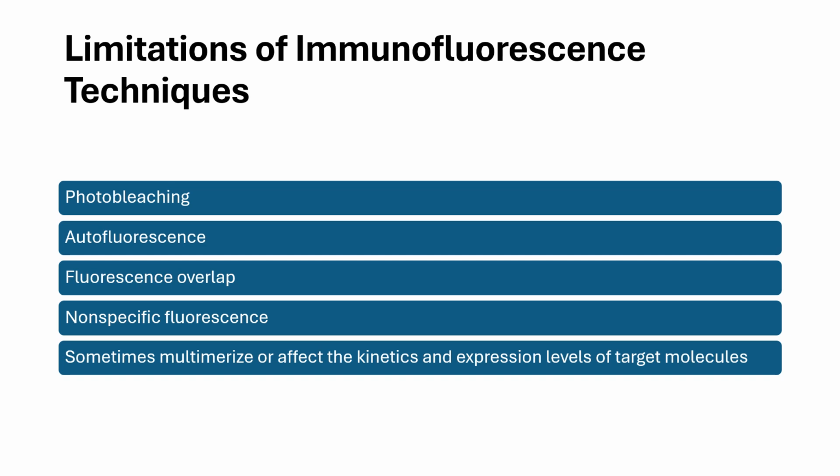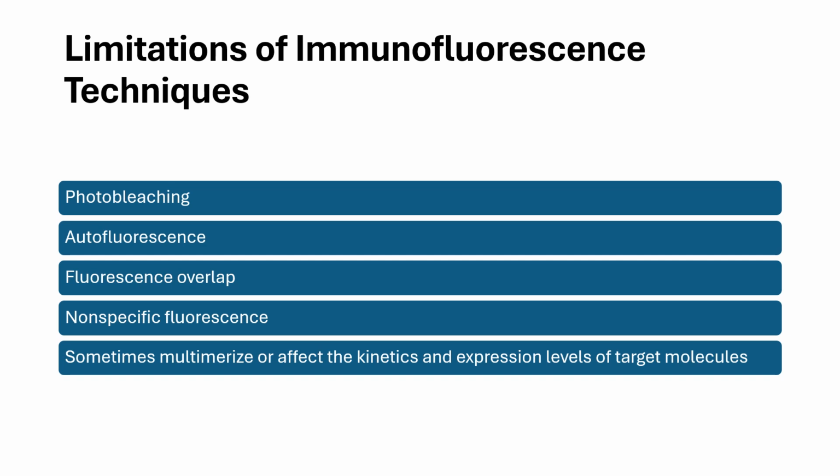for longer observations. 2. Autofluorescence. This is the emission of unwanted background fluorescence from the sample itself, not from the target antigen. Cellular components like collagen, elastin, and certain lipofuscin pigments can emit natural fluorescence that interferes with the specific signal from the labeled antibodies. This can make it challenging to distinguish the target antigen from the background noise. 3. Fluorescence overlap. This occurs when multiple fluorophores used in the experiment emit light at similar wavelengths.